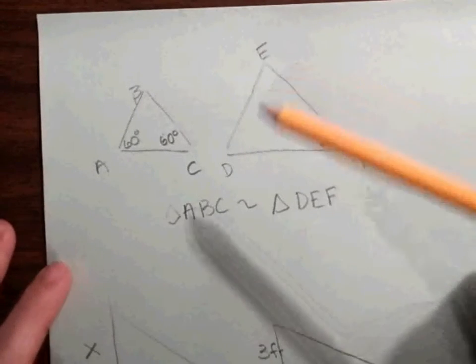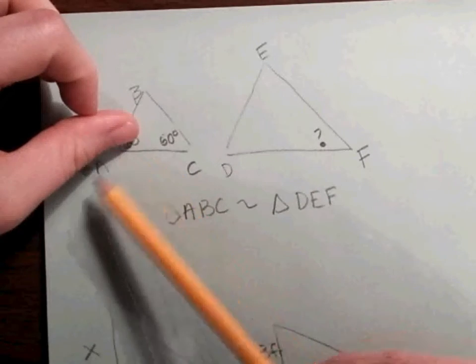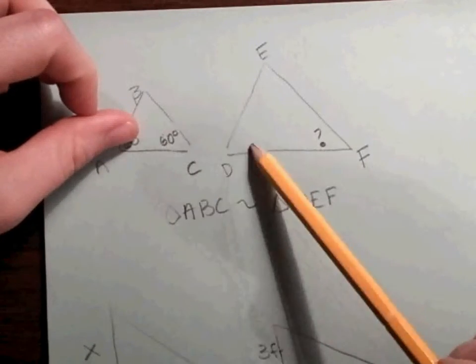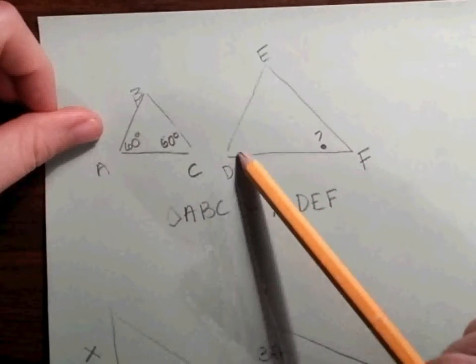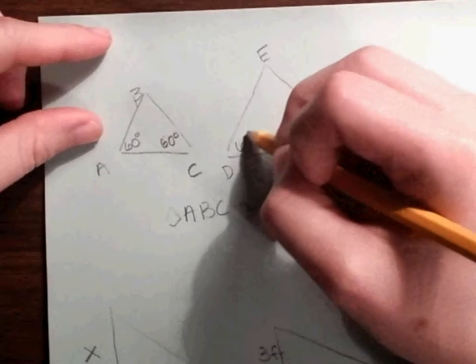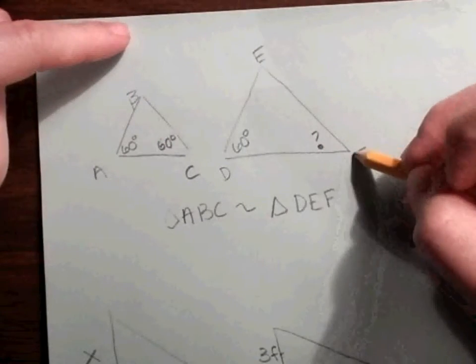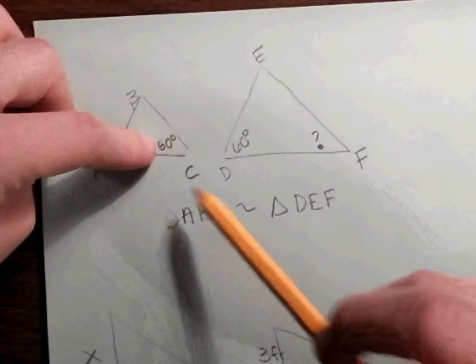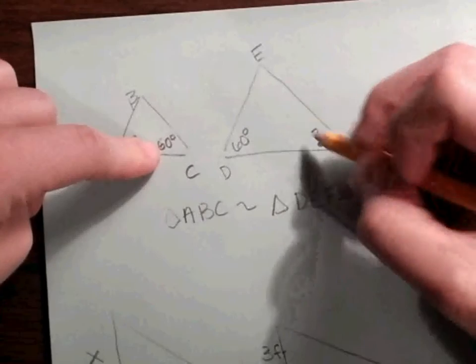That being said, that would mean that if angle A is 60 degrees, then its corresponding angle is the same. So if angle A is 60, then what does that mean about D? That means it's also going to be 60 degrees. And the question it's asking us, then, what would be the measurement of F? If the corresponding angle is angle C, then it has the same exact measurements.